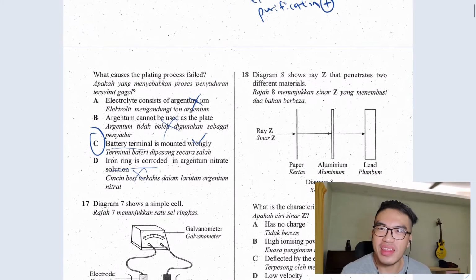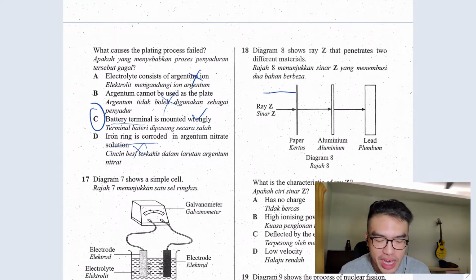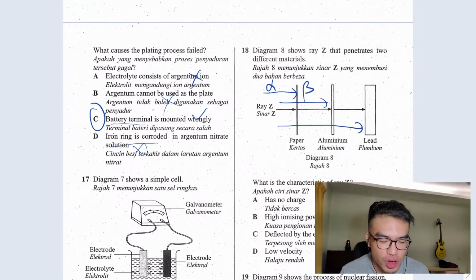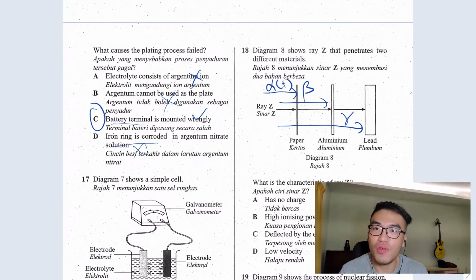Question 18. This would be our nuclear chapter. I would say this is the easiest chapter to score. Quick revision. Paper can stop alpha particle. Aluminium will stop beta particle. And lead will stop gamma particle, gamma being the strongest, alpha being a positive one, beta being a negative one. Gamma is just a neutral radiation.